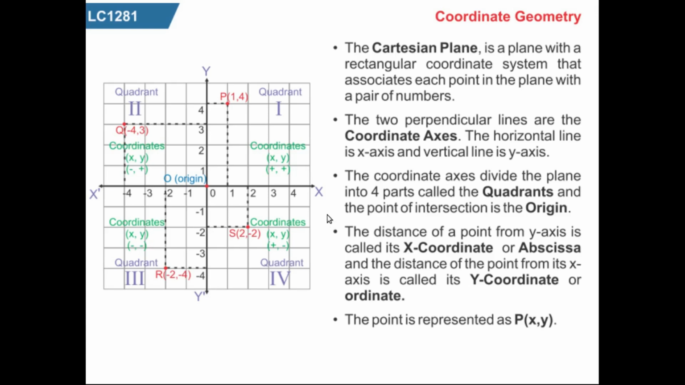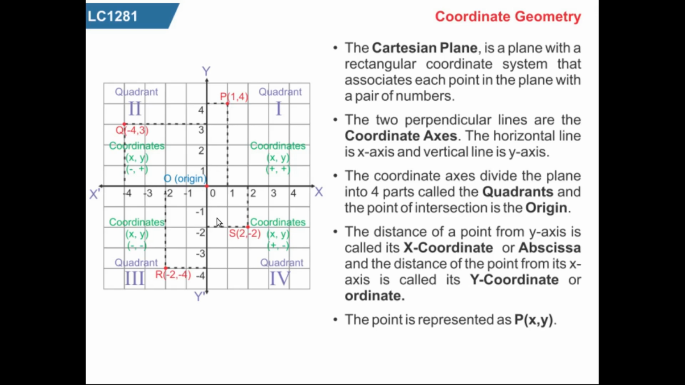In this chapter you will learn two new words, abscissa and ordinate. What are abscissa and ordinate? See here, the numbers on this x-axis, or the coordinates of the x-axis, are called abscissa, and the numbers on the y-axis are called ordinate.